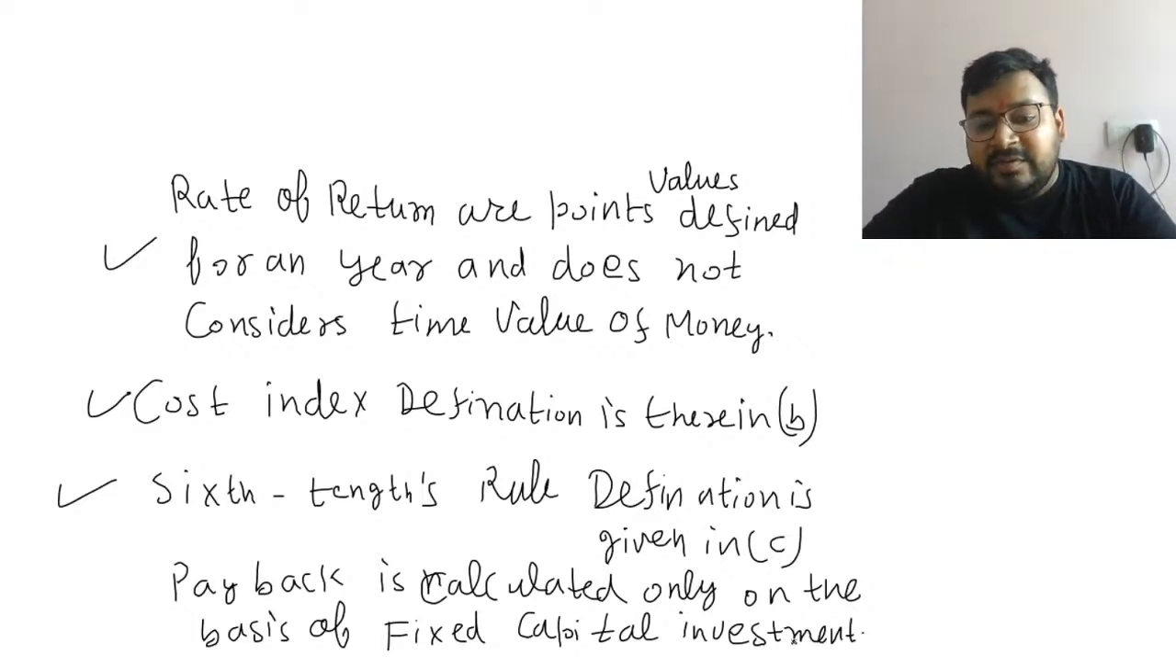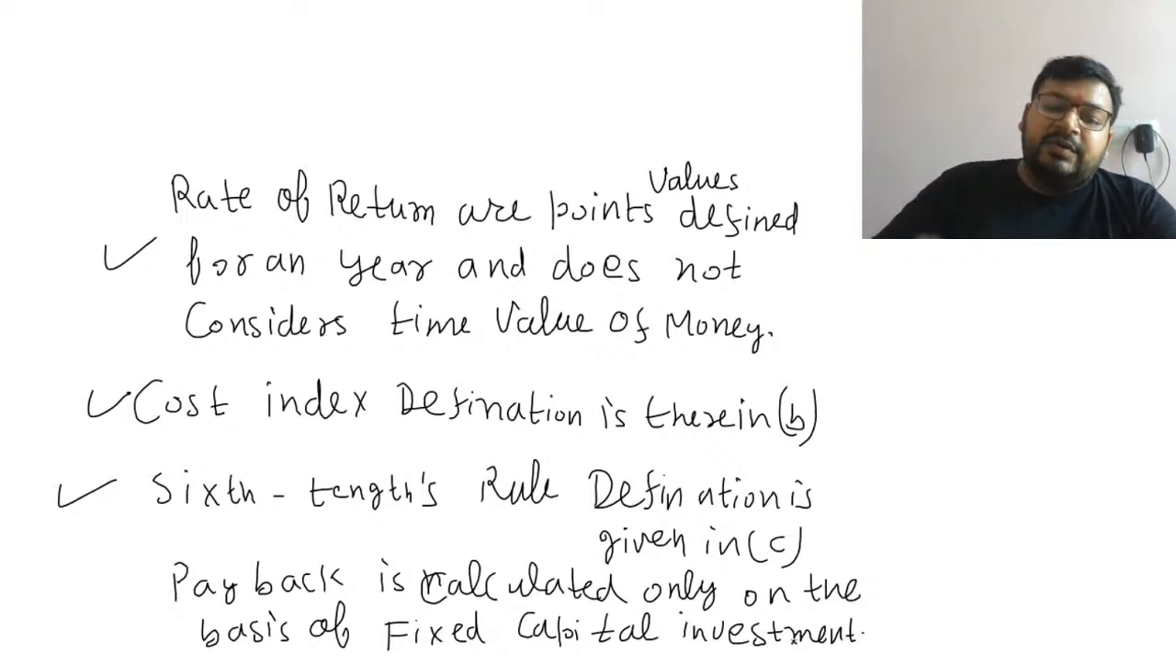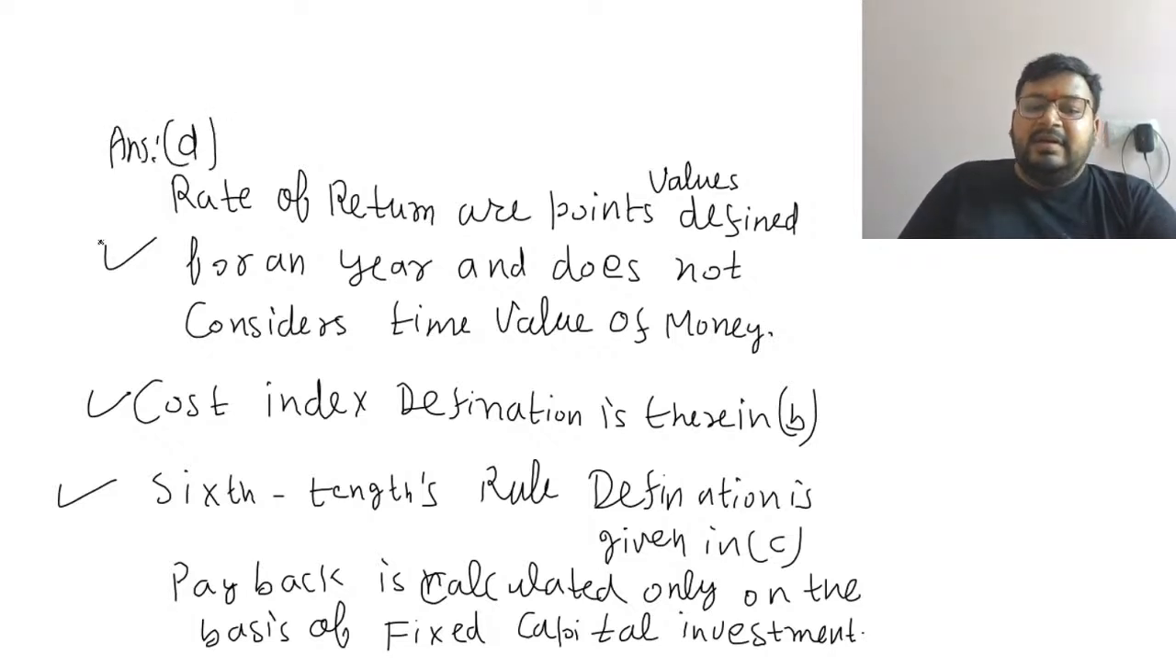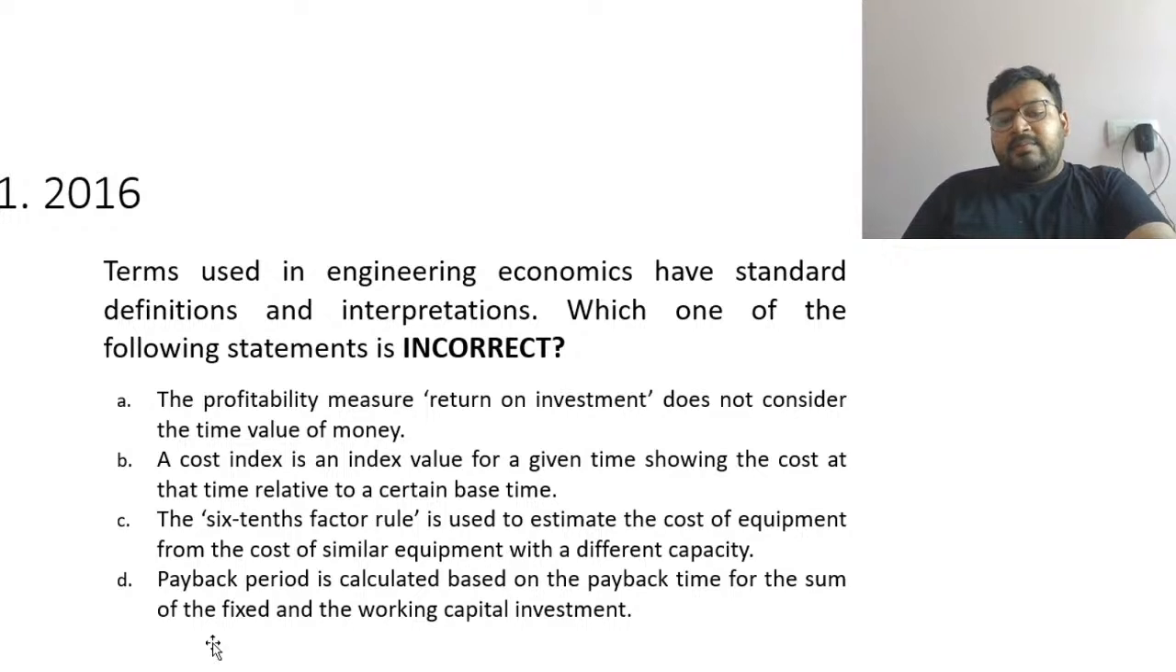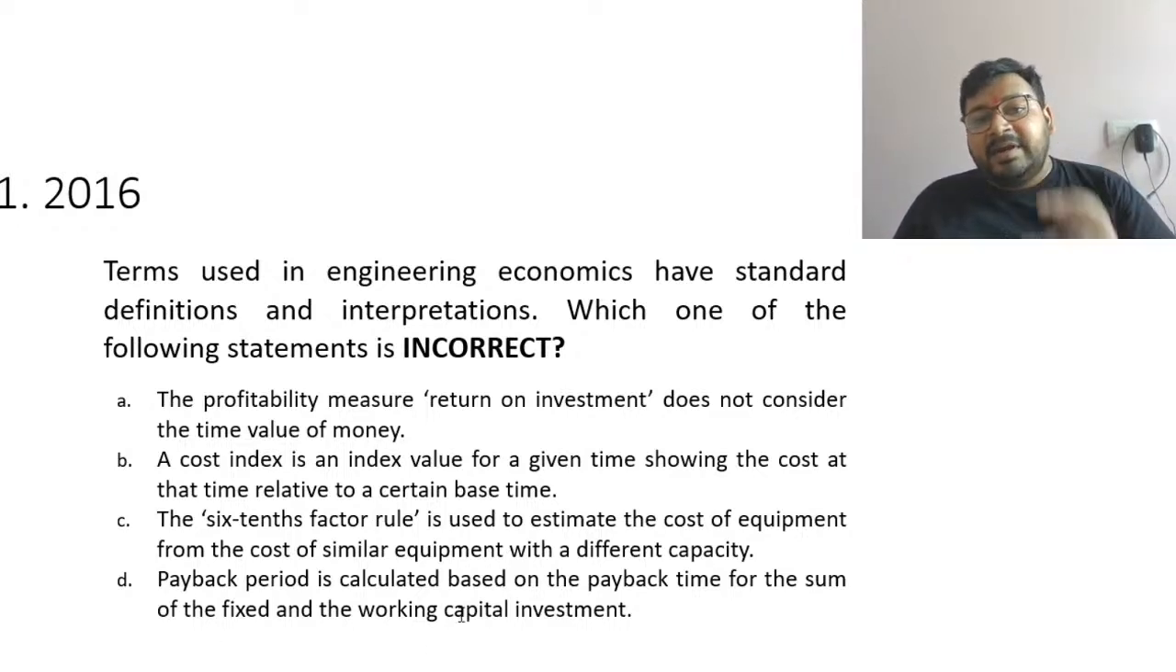It is always on the basis of fixed capital investment only. So that is incorrect, guys, and that's why the answer of the above question is D. D is the incorrect statement because it is given working capital while payback depends only on the fixed capital investment.